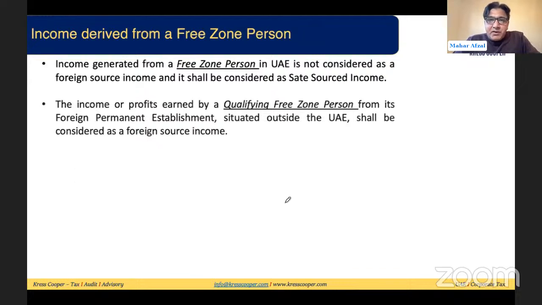One thing is important: if a mainland company is generating income from a free zone person, free zones are under the territory of the UAE, so it will be considered UAE sourced income. In the same way, as we have already discussed in the webinar on free zone persons, if the qualifying free zone person is generating income from the domestic PE or from the foreign PE, both incomes will be subject to tax at 9%. The law says if the qualifying free zone person is generating income from the domestic PE, it will be considered their UAE sourced income. And if it is generating income from the foreign PE, it will be considered foreign source income.